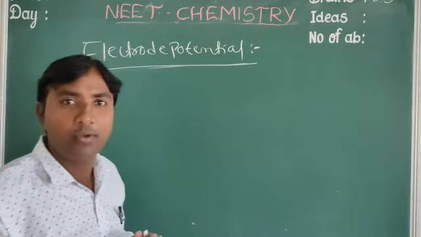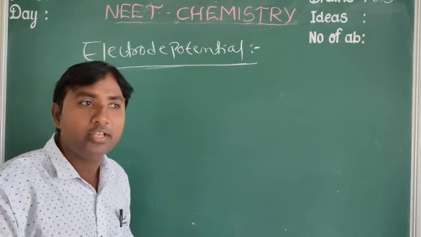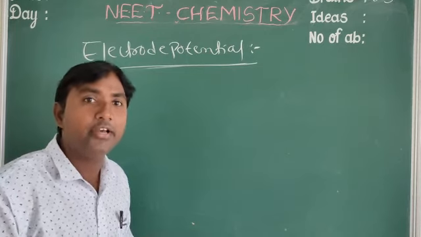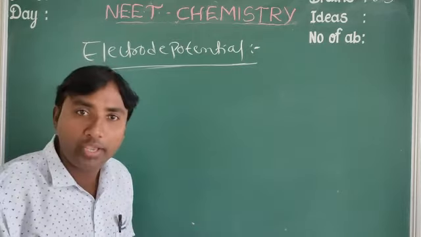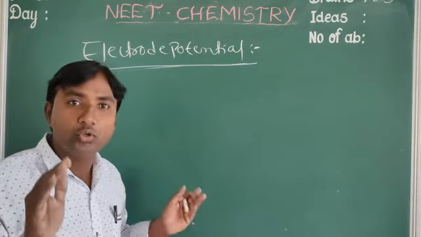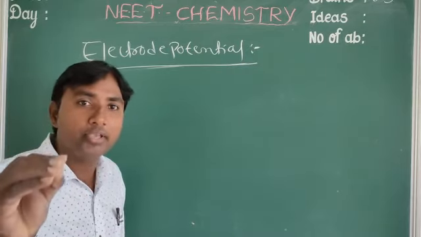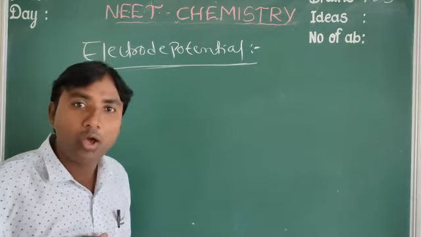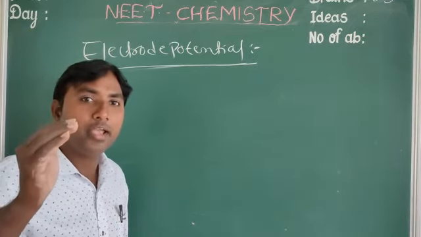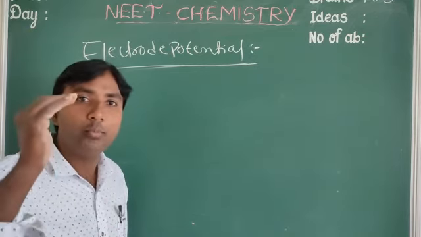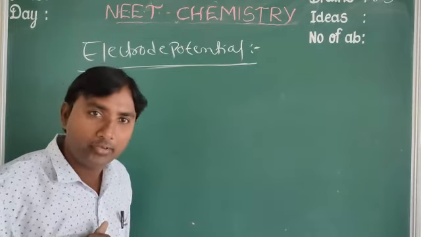Generally, d block elements have higher electrode potential values than s block elements. What is the reason? Because d block elements have higher ionization energy and hydration energy values than s block elements, due to d block elements having a smaller atomic size. That's why d block elements have more electrode potential values than s block elements.